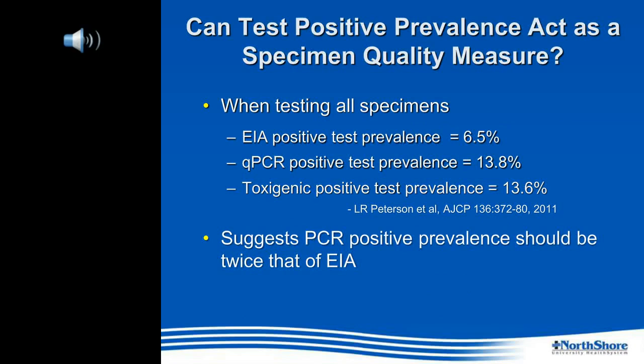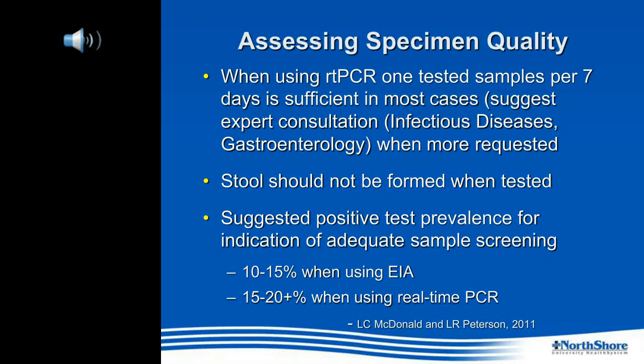So can the specimen prevalence really help you as a quality measure? And we looked at this in particular to see what your levels of positivity should be in the laboratory for PCR and EIA. And it looks like your PCR positive rate should be about twice that when you were using EIA, and PCR positive prevalence should be monitored. If that's not satisfactory, you should look at things.